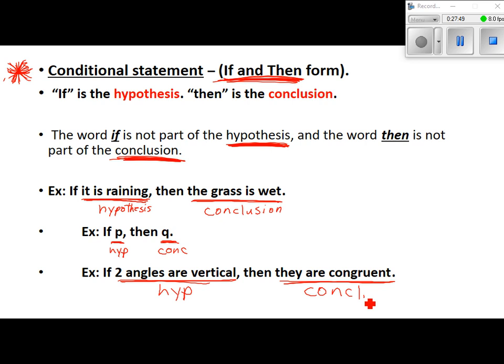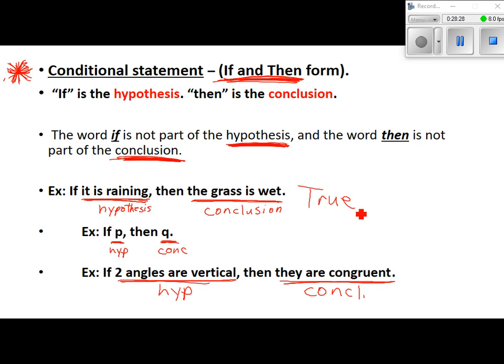On these, a lot of times you're going to have to tell what the truth value of each statement is, so whether they're true or false. This first one, if it is raining, then the grass is wet. True or false? True. Could you maybe come up with a counterexample? Yeah, you might be able to. Maybe it's under shelter or something. How about this one? If P, then Q. Is that true or false? Do we know what P and Q are?